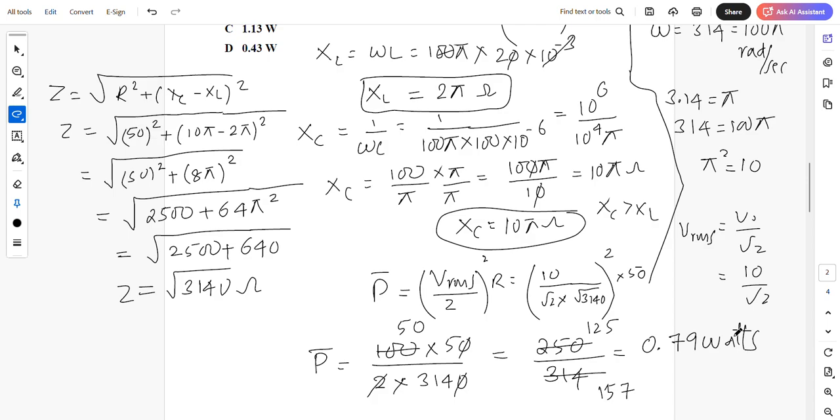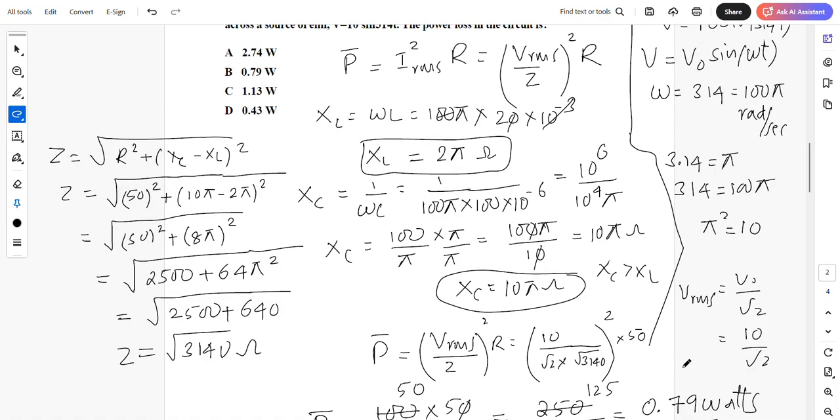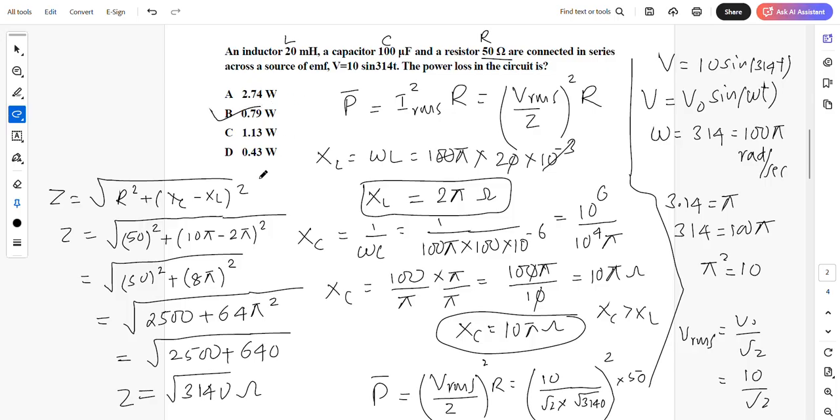125 by 157 is approximately equal to 0.79. Okay, hope you understood. This is nearly equal to 0.8, which is the correct answer. Hope you understood this. A little bit of calculation is involved. You can do these kinds of sums in the second round. The previous sum also and this sum also, you can do in the second round.